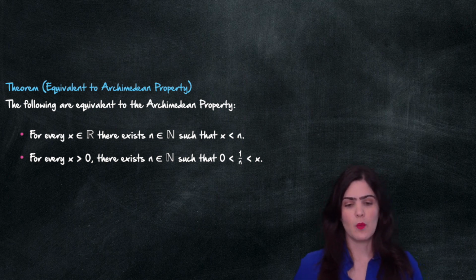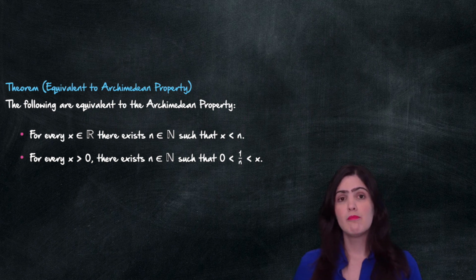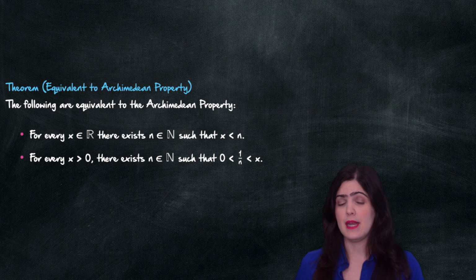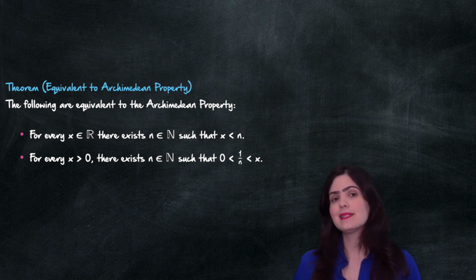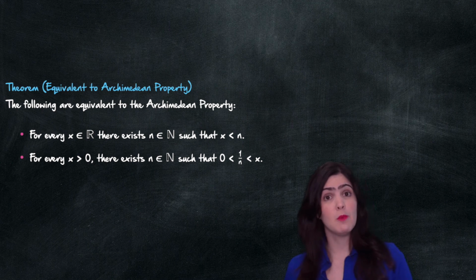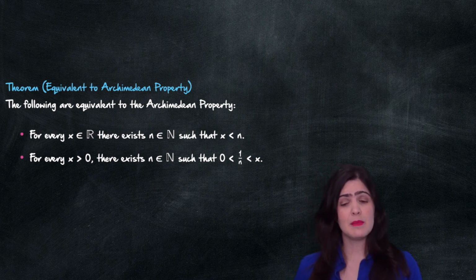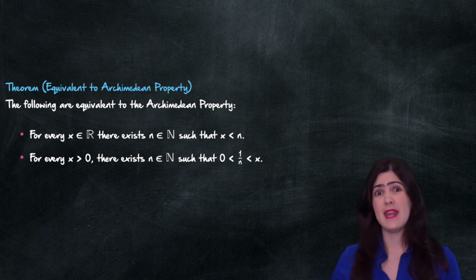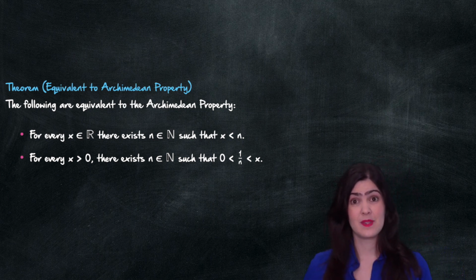And now the second one says that for any positive real number x, there exists a natural number n such that 0 is less than 1 over n, which is less than x. So in this case, if I pick an x that is very small, positive but very small, what it's telling me is that for n sufficiently large, 1 over n is going to be less than x.